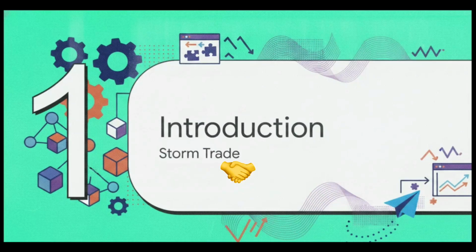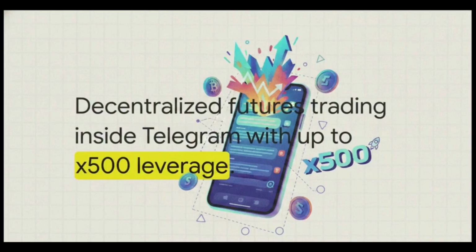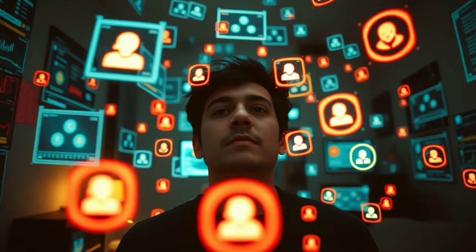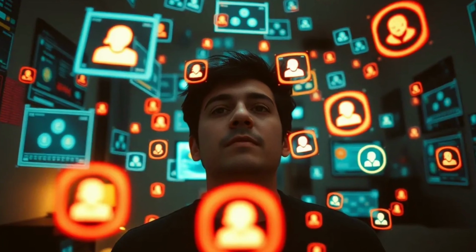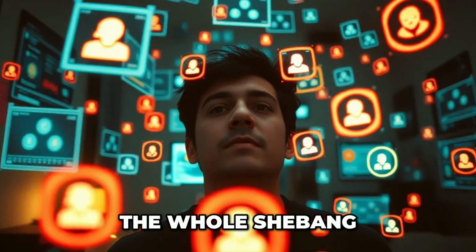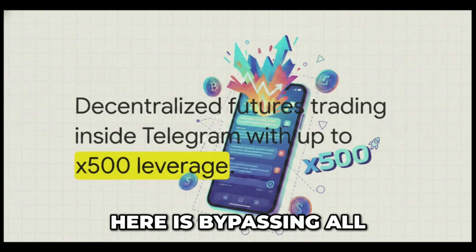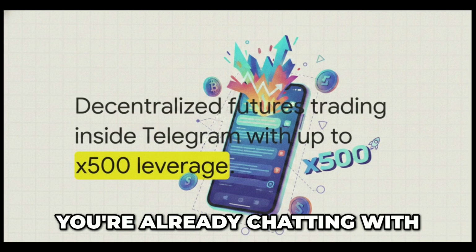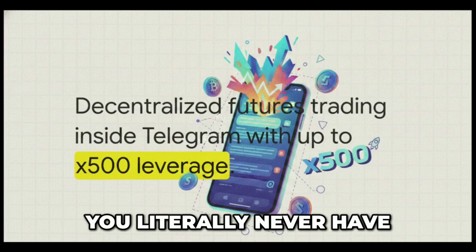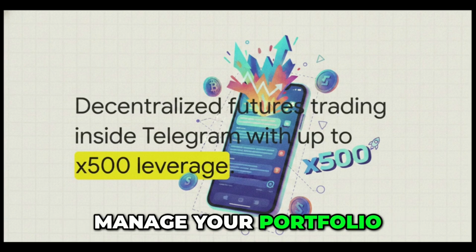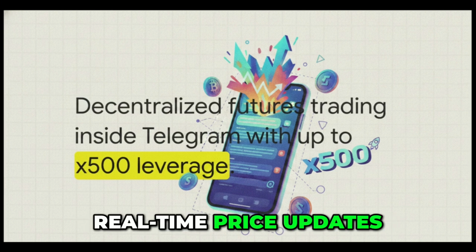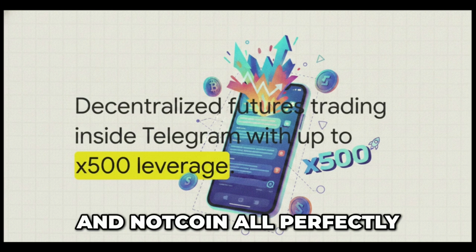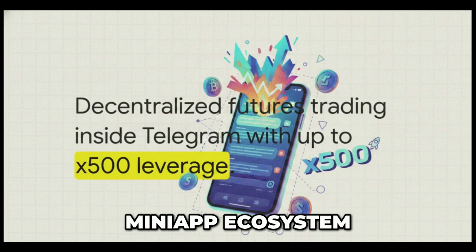Section 1. Introducing StormTrade. You know, the jump from a centralized exchange to a DEX usually comes with a pretty brutal learning curve. You've got clunky browser extensions, confusing interfaces, the whole shebang. But the ultimate hook here is bypassing all that noise. You can trade with up to 500x leverage right where you're already chatting with your friends. You literally never have to leave Telegram to manage your portfolio. You get advanced trading options, real-time price updates, and pairs backed by TON, USDT, and Notcoin all perfectly baked into the Telegram mini app ecosystem.